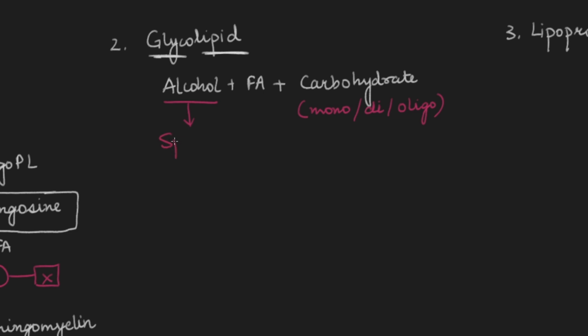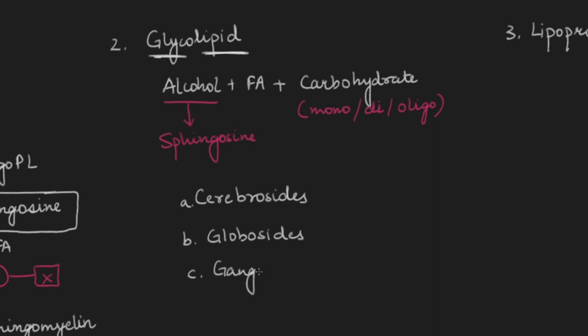And the alcohol is not glycerol. Alcohol is always going to be sphingosine. So in case of glycolipids, the alcohol is going to be fixed. Sphingosine amino alcohol is going to be used. Glycolipids further can be divided into three different types. These are cerebrosides, globosides, and gangliosides.